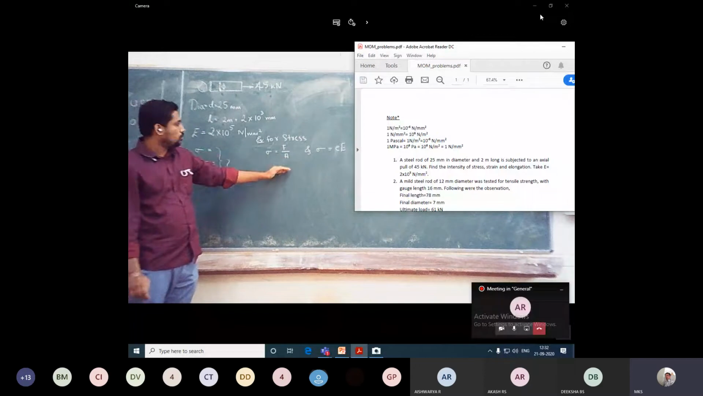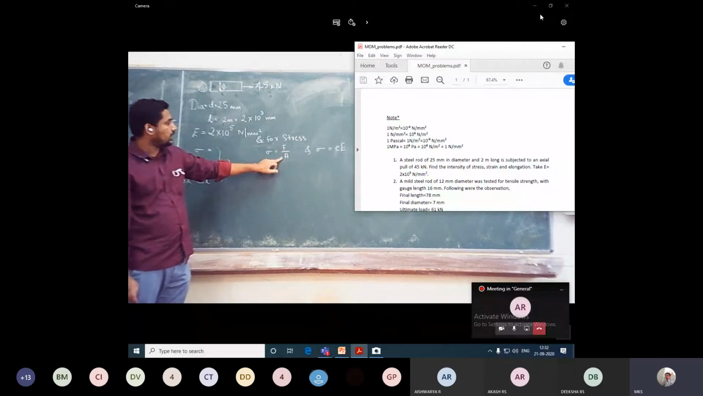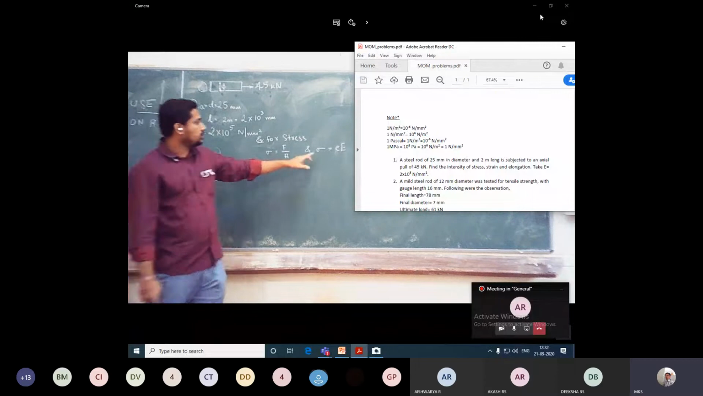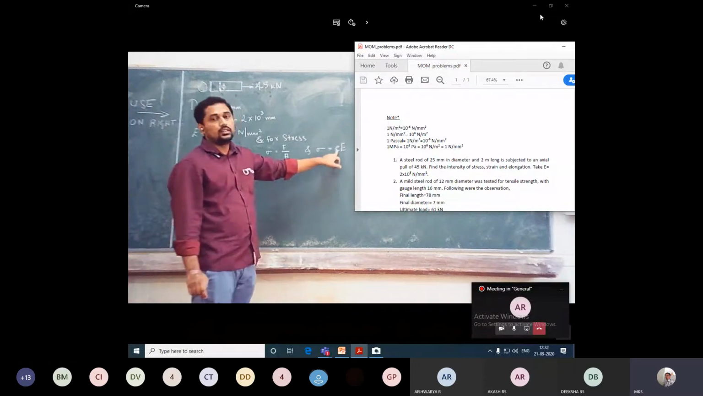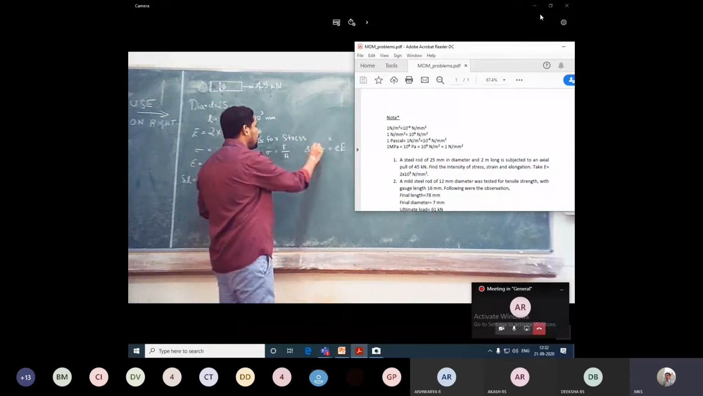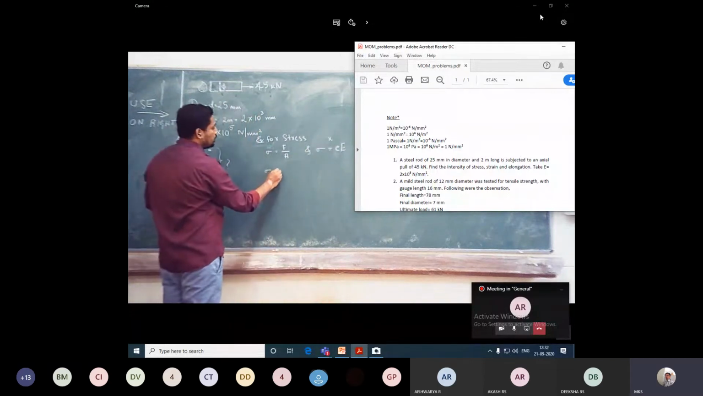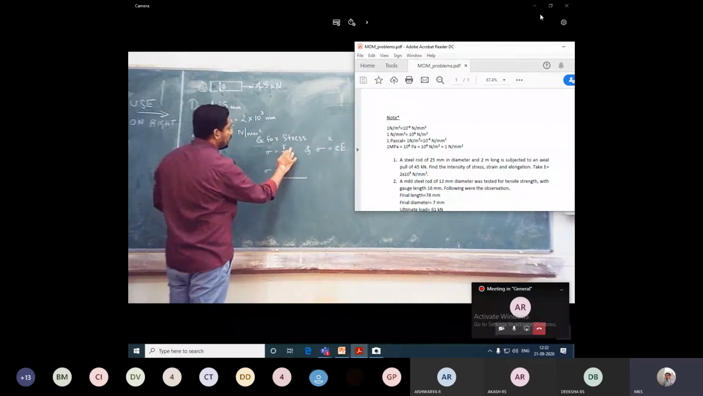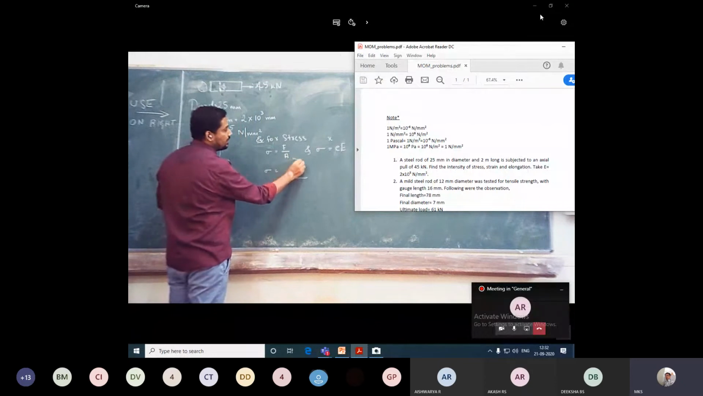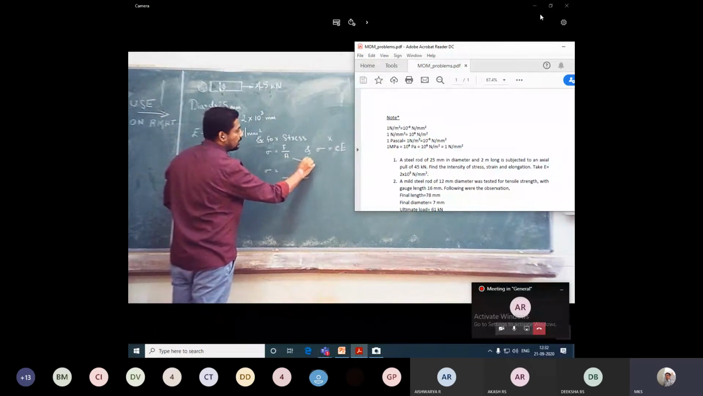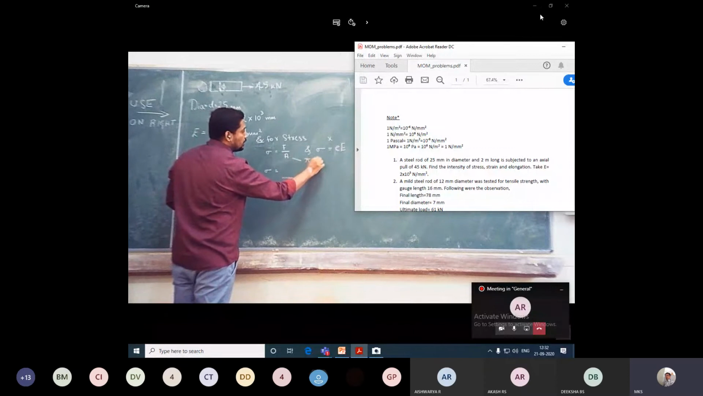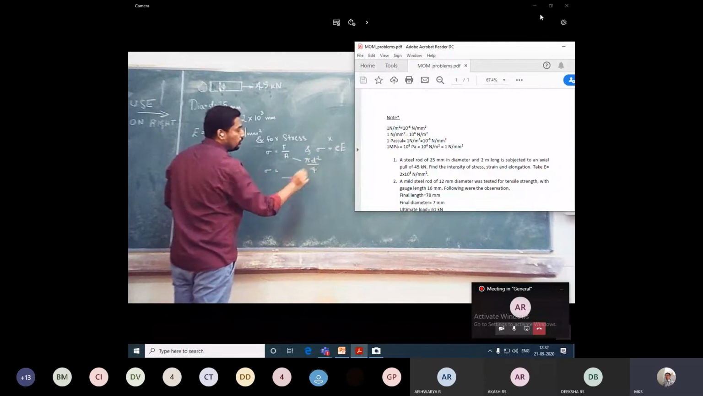Out of these two equations, I know the force and I can also calculate the area. If I use the other equation, I don't know the strain, so I cannot use that equation. I'll be using force by area. So sigma is equal to force by area. You need to calculate the area first. Since it is a circular cross section, area is pi d square by 4.